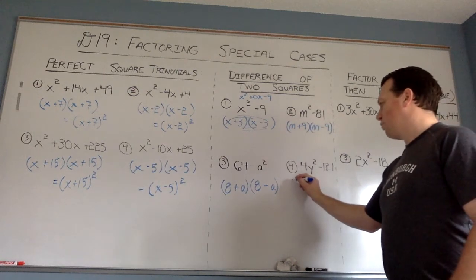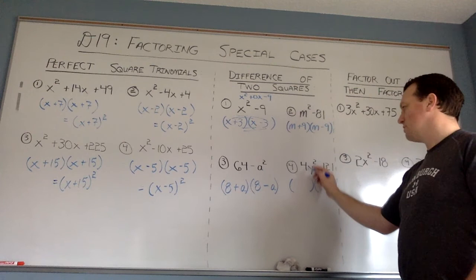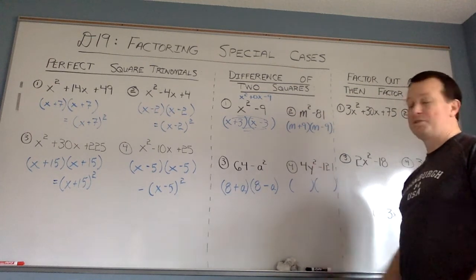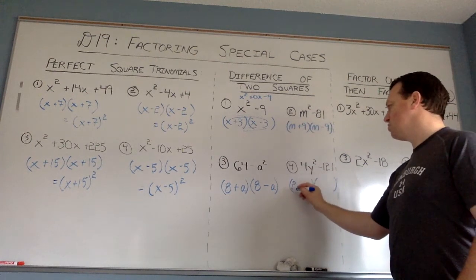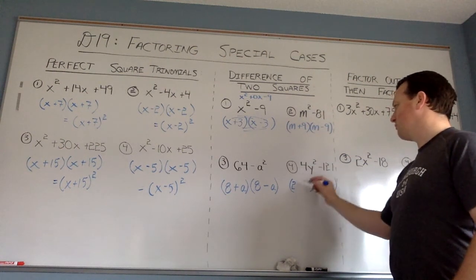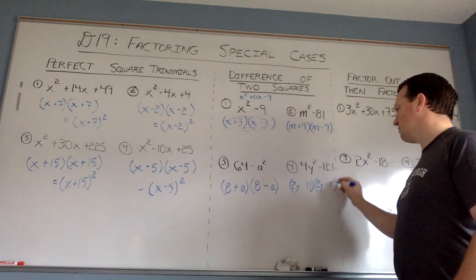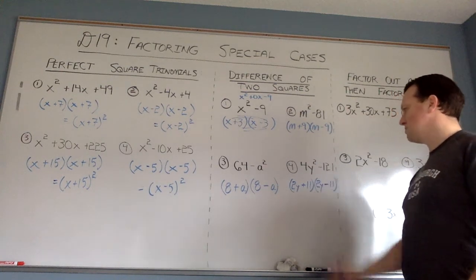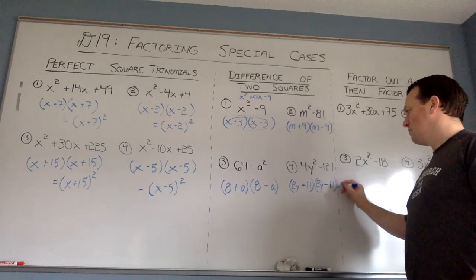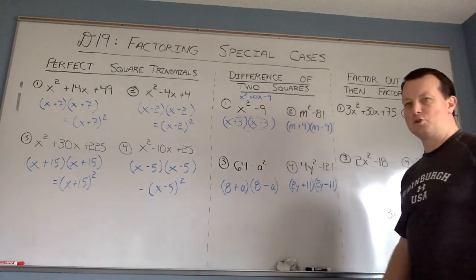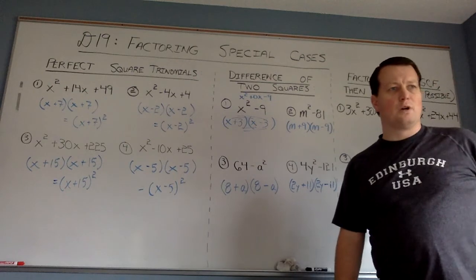All right, we'll throw one in here with a greater than 1. It's a 4. Since 4 is a perfect square, this will also work out. The square root of 4 is 2. The square root of y squared is y. And then 121 is 11. One plus, one minus. So 2y plus 11, 2y minus 11 would be your factorization.